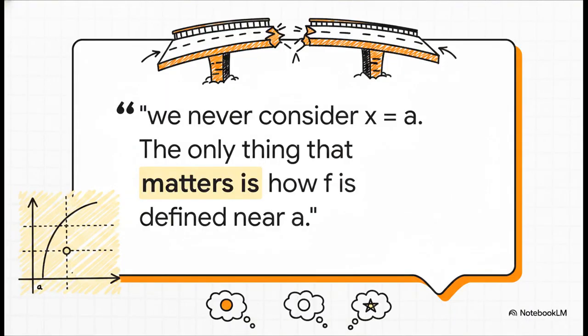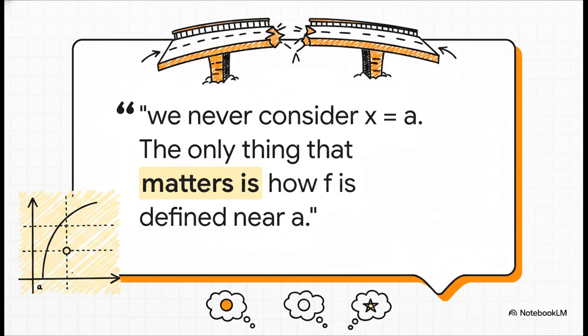We've successfully sneaked up on our point, which brings us to the absolute golden rule of this investigation, straight from Stewart's text. Quote, notice the phrase, but x does not equal a in the definition of limit. We never consider x equals a. The only thing that matters is how f is defined near a. Finding the limit of a function as x approaches a never ever depends on what happens exactly at a.